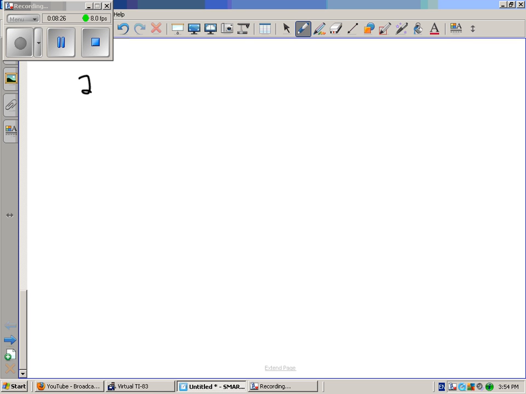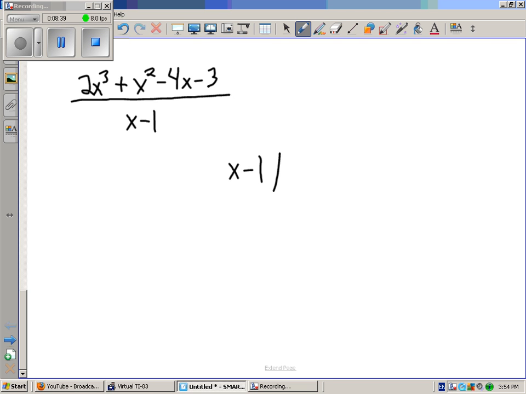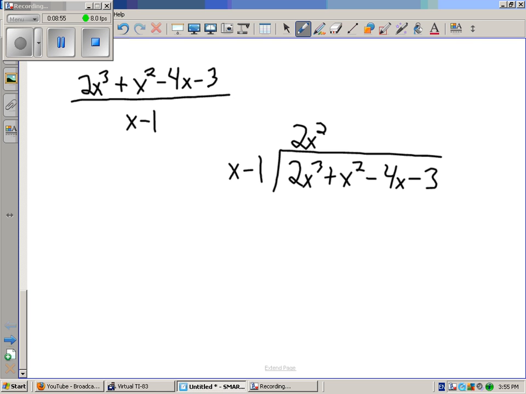Let's say I want to divide 2x cubed plus x squared minus 4x minus 3 by x minus 1. Setup is exactly the same. X minus 1 into 2x cubed plus x squared minus 4x minus 3. All right, x goes into 2x cubed, it goes in 2x squared times. 2x squared times x is 2x cubed. 2x squared times negative 1 is minus 2x squared.